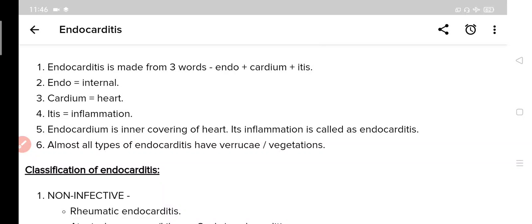Hello friends, welcome to our next lecture, our first lecture on endocarditis. We are continuing with diseases of the heart. So this lecture is about endocarditis.